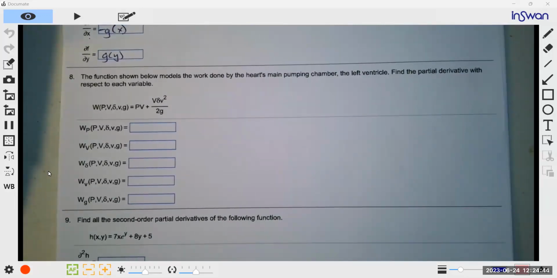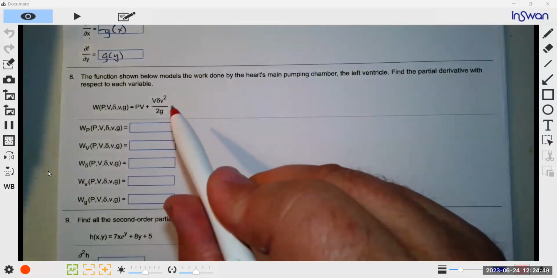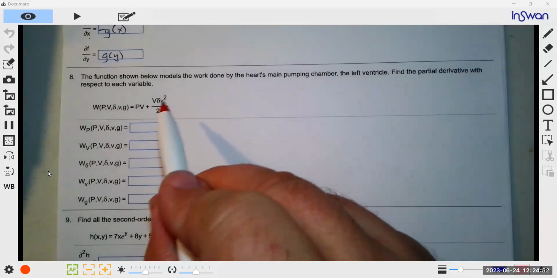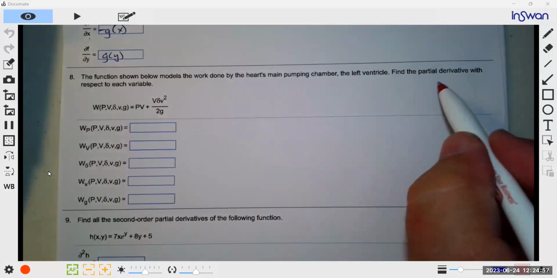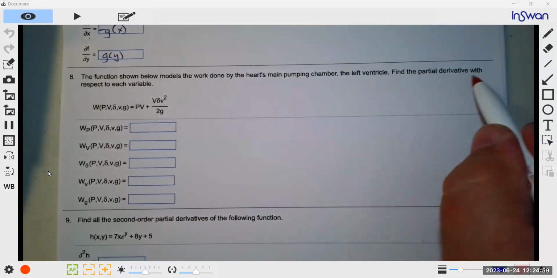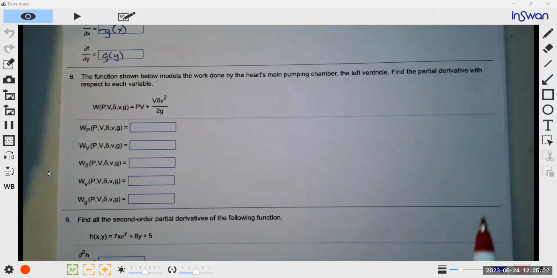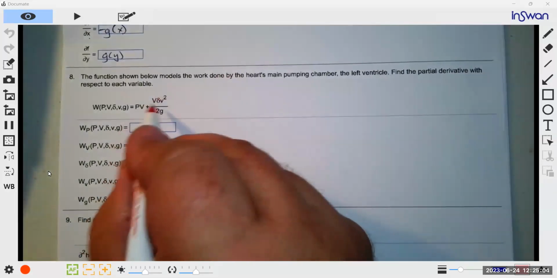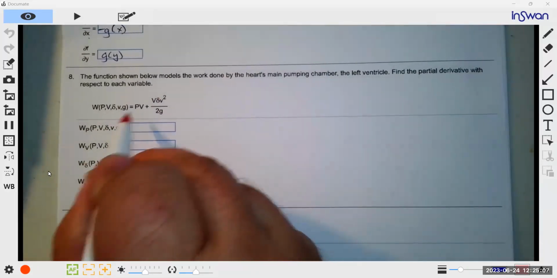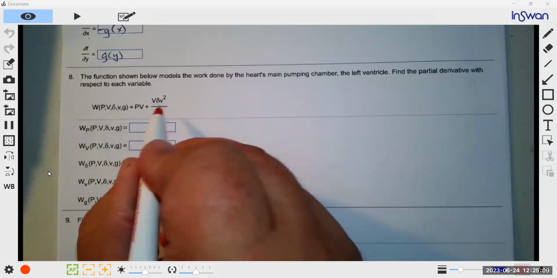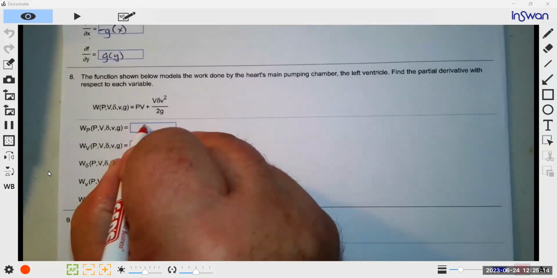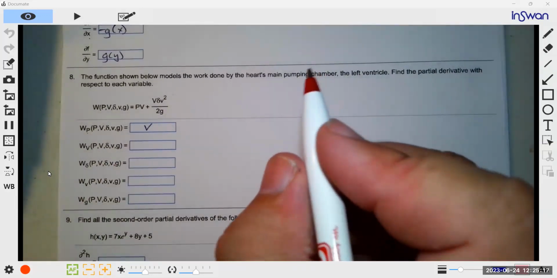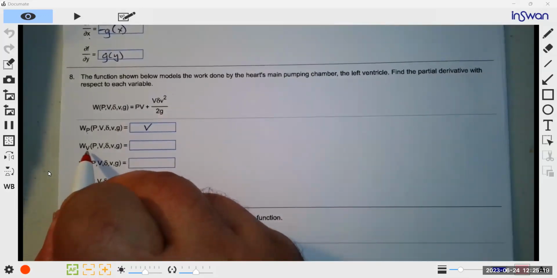Number 8. The function below models the work done by the heart's main pumping chamber, the left ventricle. Find the partial derivative with respect to each of the variables. So this function with respect to p, that's a constant, it disappears. So it's just v.